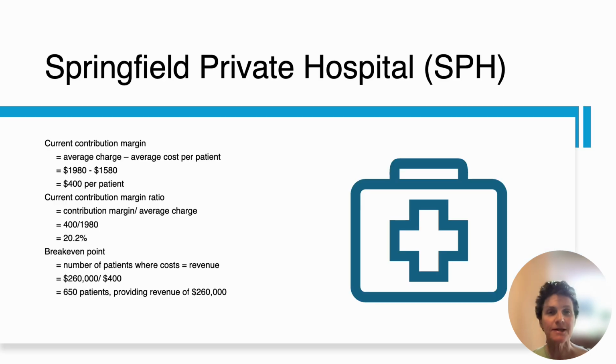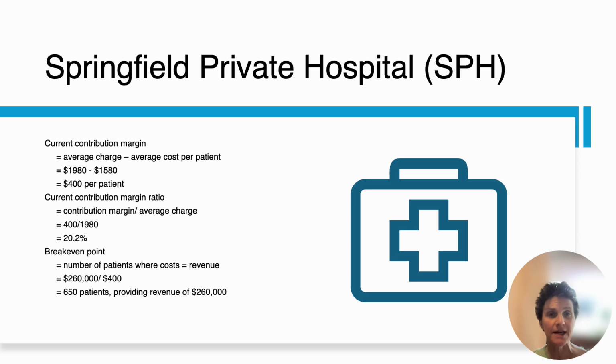The first question is about Springfield Private Hospital. This hospital has an average charge per patient of $1,980 and an average cost per patient of $1,580. Therefore, the current contribution margin, the difference between average charge and average cost, is $400 per patient. The current contribution margin ratio is the contribution margin divided by the average charge. This is $400 divided by $1,980, a total of 20.2%.